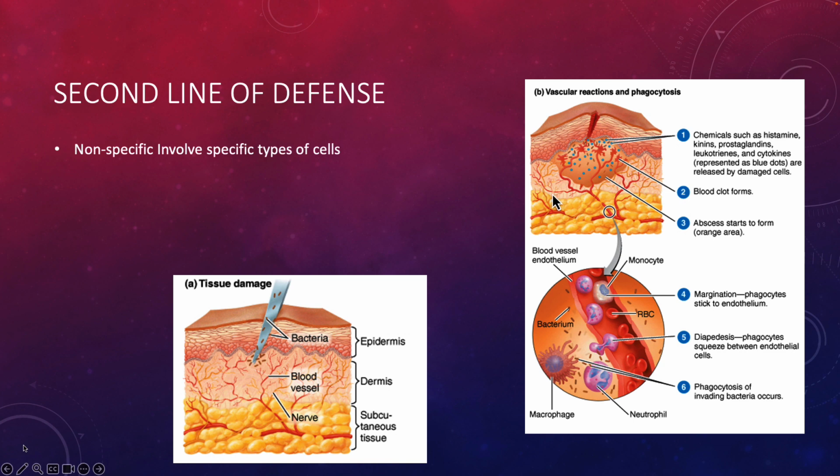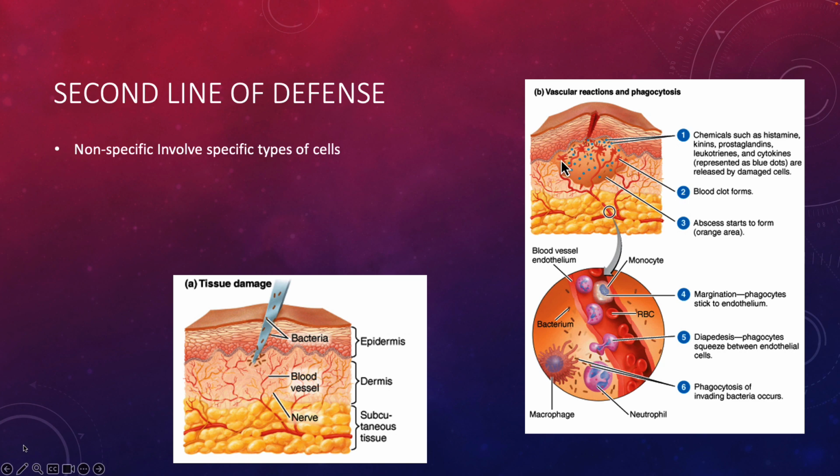Some of the first things that we see happen, because of the damage to cells, is the release of a lot of different chemicals. The names of all of those chemicals aren't terribly important for this class, but they basically cause pain, swelling, redness, and recruitment of other cells.